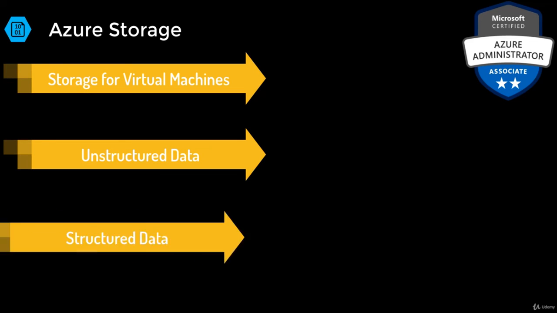Structured data. Structured data includes tables, Cosmos DB, and Azure SQL DB. Now, tables are nothing but just key value pairs. Cosmos DB is a globally distributed database service. Azure SQL is a fully managed database as a service built on SQL. We will talk about these individual components one by one in the subsequent videos.